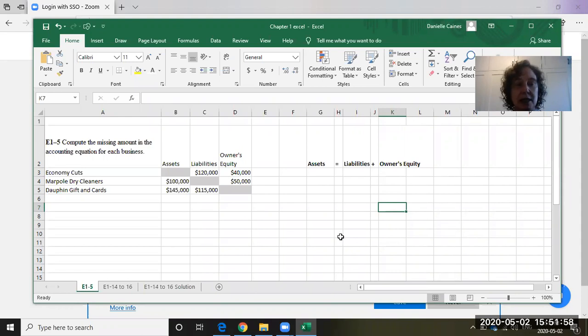The problem is E1-5. It's asking us to compute the missing amount in the accounting equation for each business. It's giving us parts of the accounting equation and asking us to solve for the other missing element. So remember the accounting equation, let's go over that first: assets equals liabilities plus owner's equity.